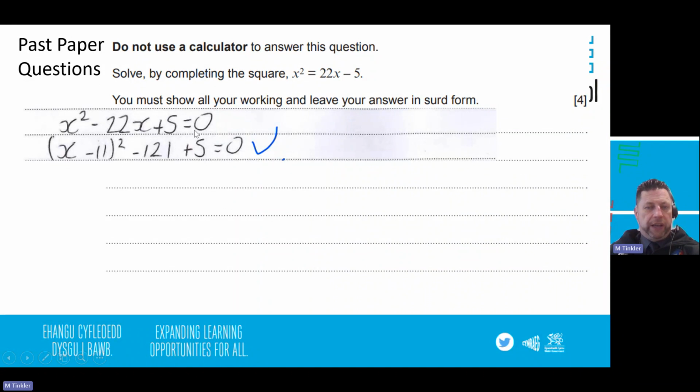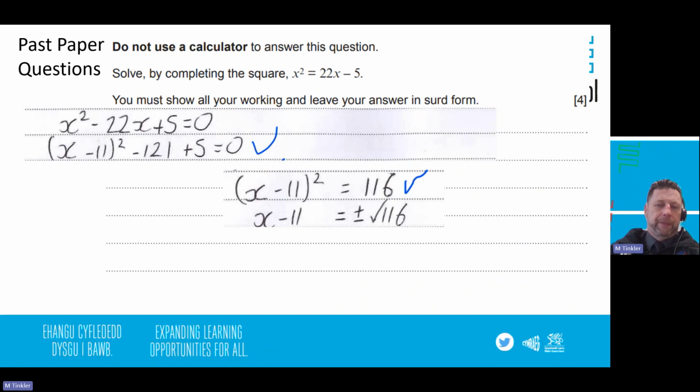Now, the next thing, I just gave you a quick introduction to what you do on the next line. You've got to tidy this bit up. So you're going to end up with x minus 11 all squared minus 116 equals 0. Now, this is the whole point of completing the square, to help you find maximums and minimums of graphs and find some solutions. So your next line you're going to do is that. x minus 11 all squared equals 116.